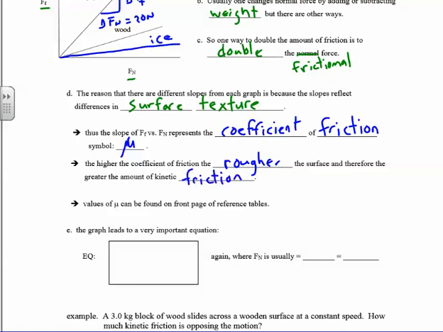Okay, again, that's assuming you have a constant normal force. So if you have a certain amount of weight that's sliding across a slick floor versus a rough floor, the rough floor has a higher coefficient, therefore greater force of friction.